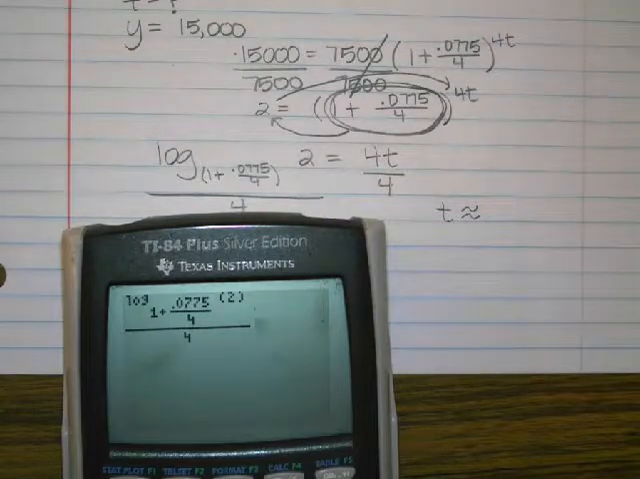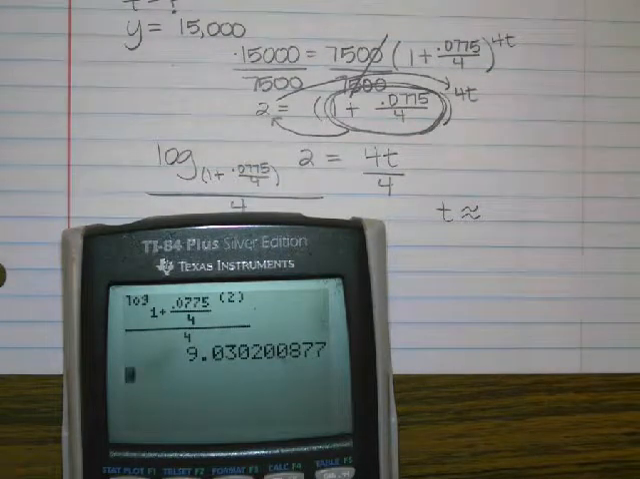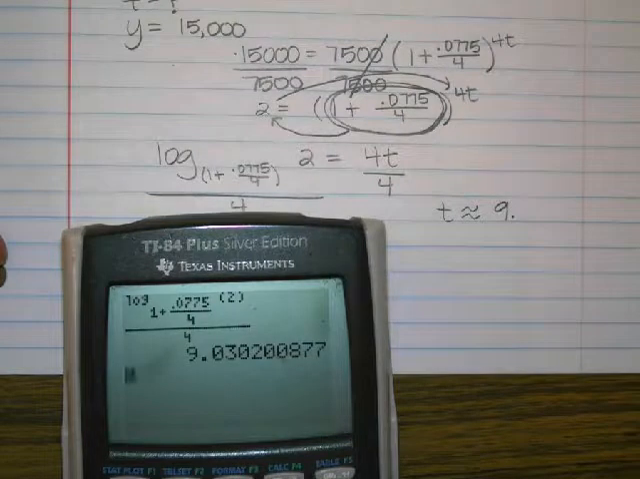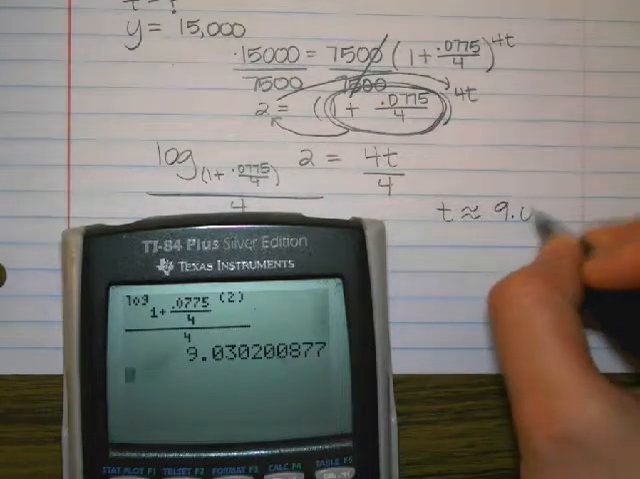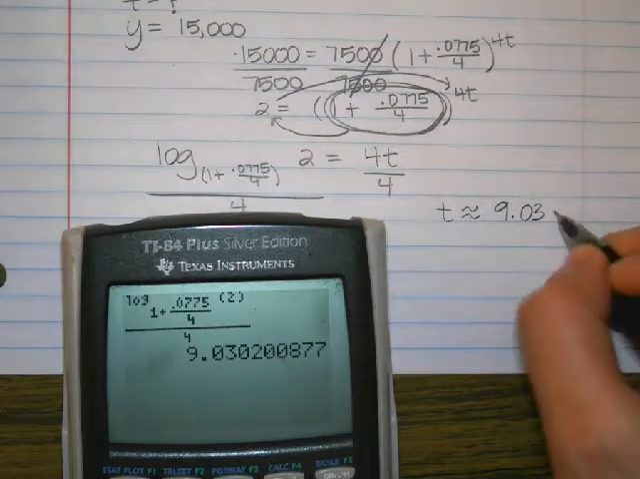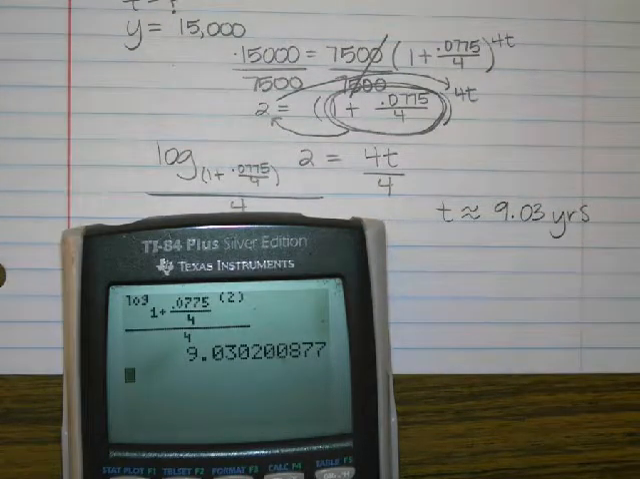And what are you guys getting for your time? 9. So we have 9 point. We'll do 2 decimal places. So what would it be? 0.03. And what are the units for this? Years, yeah. So when we do these problems, our default time frame is usually in years, unless the problem specifically uses a different measurement. We typically are going to say years in this.